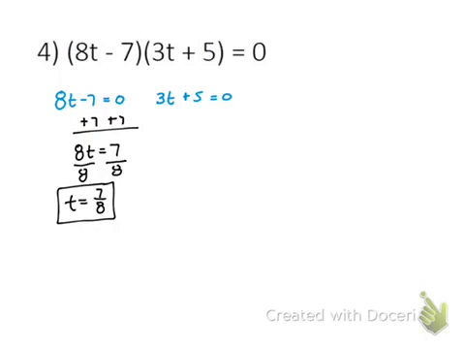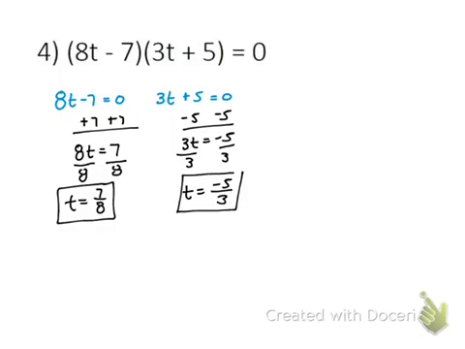Then I go about solving the right quantity. So I'll subtract 5. So 3t equals negative 5. Divide by 3. And so t is going to equal negative 5/3.